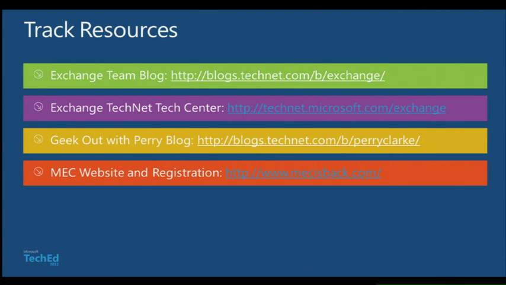Yes? Is it a problem to run the DAG network on the same network as the MAPI network? Sure. So the question is, is it a problem to run, I'll use your words, the DAG network on the same subnet as the replication network? I'm using your words to try to clarify stuff for you. A replication network is a DAG network. It's one of two types. So what you're really asking is, is it okay to have the MAPI and the replication network on the same subnet?